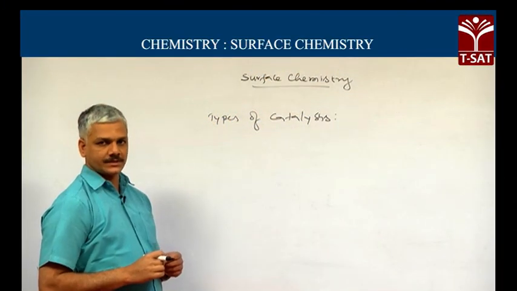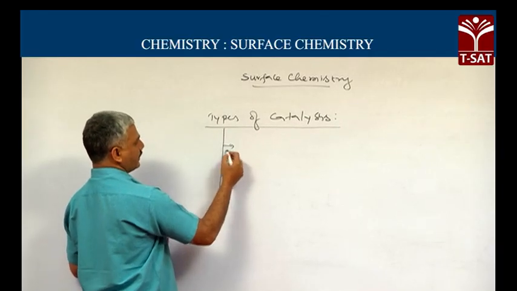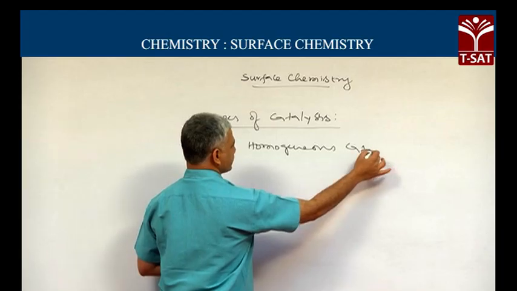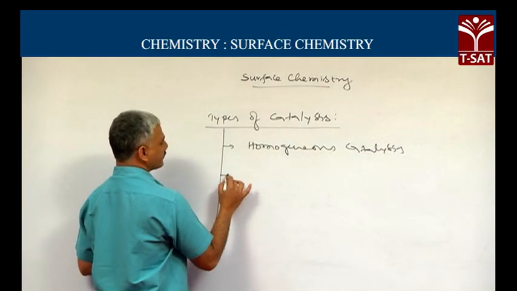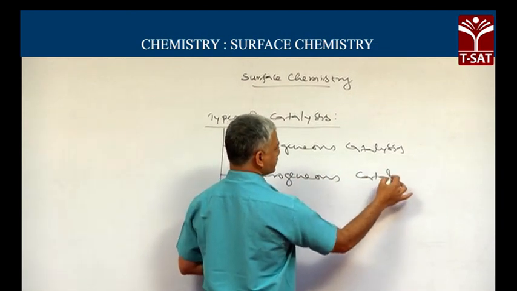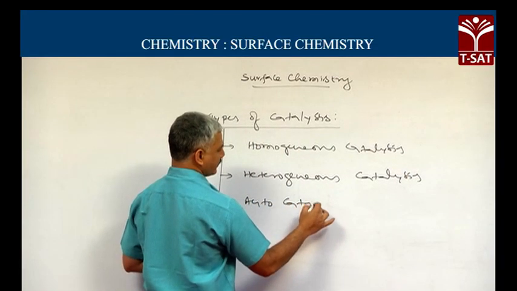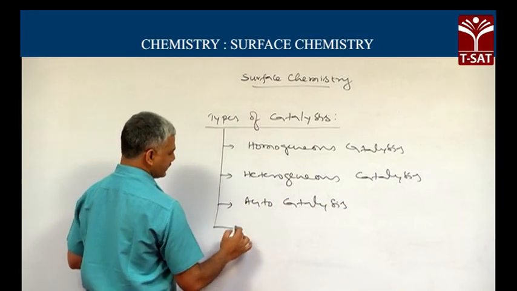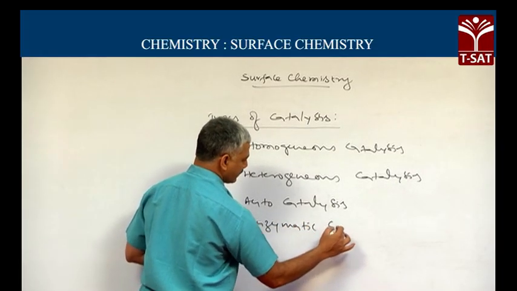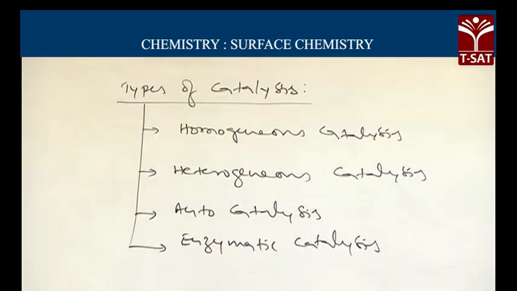Types of catalysis. Broadly, catalysis is classified into 4 types: homogeneous catalysis, heterogeneous catalysis, autocatalysis, and enzymatic catalysis.